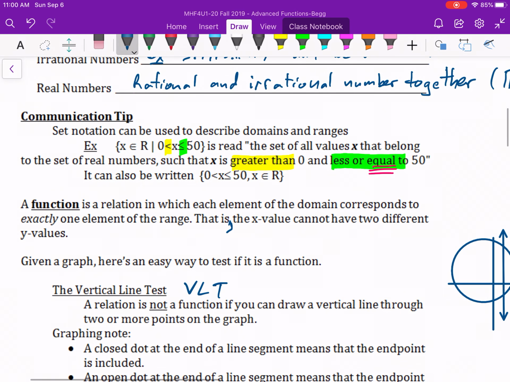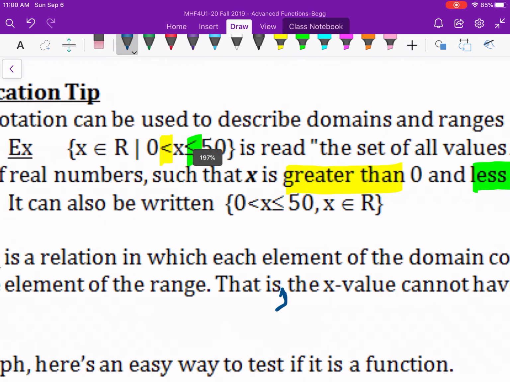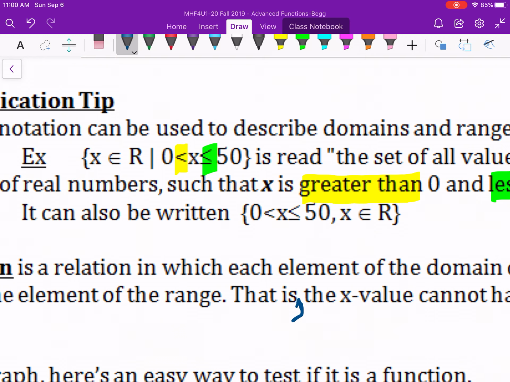So set notation can be used to describe domain and range. Again, we talked a bit about that already. We have the squiggly brackets. We have the set of numbers that we're using, like x is a member of R. And then we just have to pay attention to which direction the greater than or less than signs are going. If we read it from left to right, the one here says 0 is less than x, which is less than or equal to 50.